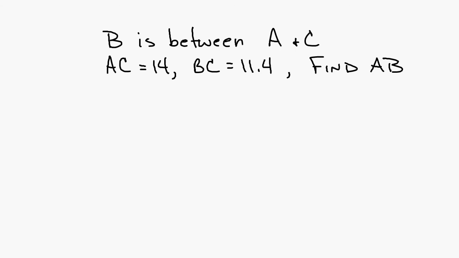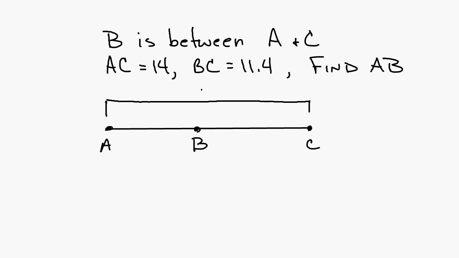So if you drew a picture of it, B is between A and C. So if you put A here and you put C at the other end and you put B in between there, A to C is 14. So all of it is 14. B to C, this piece of it, is 11.4. They're asking for this piece of it. They're asking for this, aren't they?